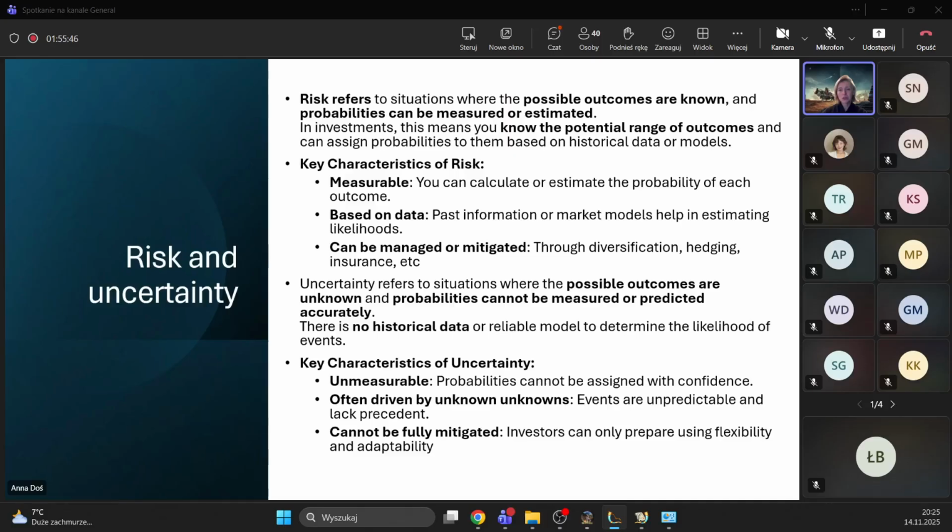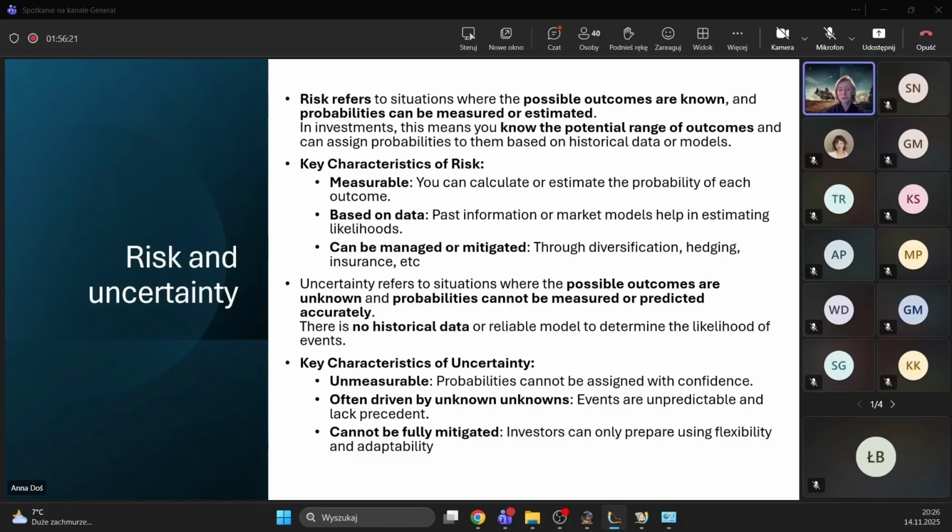Uncertainty refers to situations where the possible outcomes are unknown. We don't know what will be the effect of space technologies on the market. We don't know what will be the long-term effect of climate change on the market. We cannot measure any probabilities because we do not have history for these aspects. We cannot predict accurately the outcomes because there's no historical data. So uncertainty is unmeasurable, driven by unknown events, and cannot be fully mitigated.